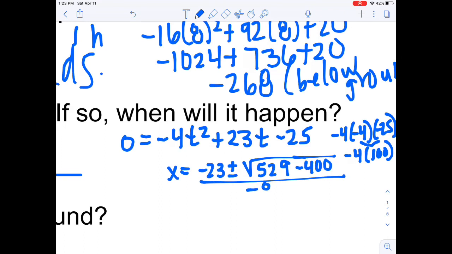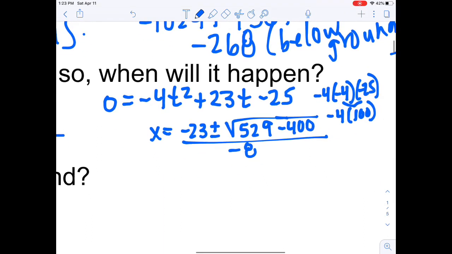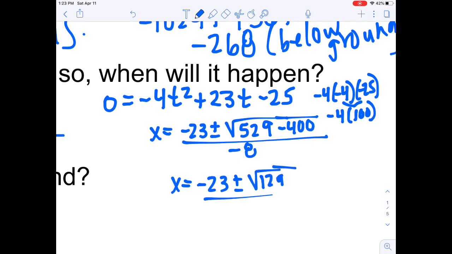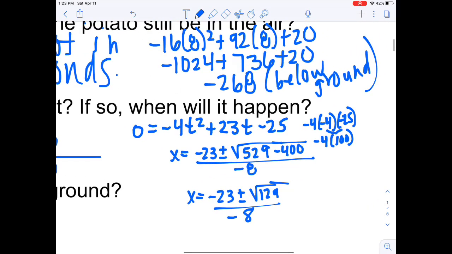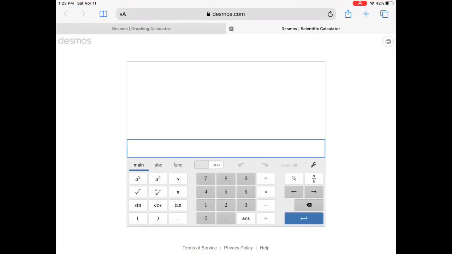So minus 400 all over 2a, so all over negative 8. I'm going to get x is negative 23 plus or minus the square root of 529 minus 400, which is 129, all divided by negative 8. So I'm actually going to take this and plug it into Desmos.